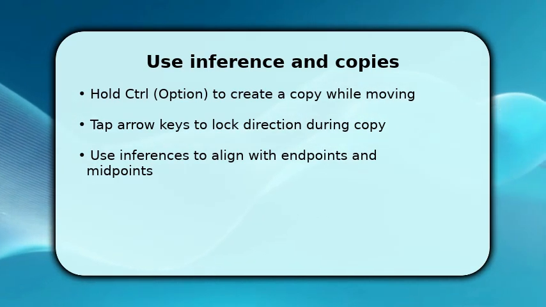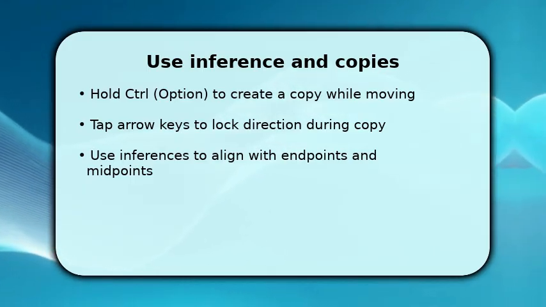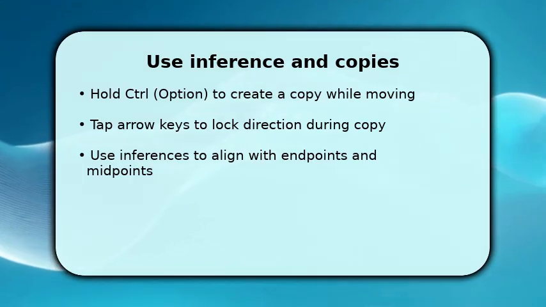You can hold Control-Option on Mac while moving to produce a copy instead of relocating the original. This is efficient for arrays. Also, tap the arrow keys to lock the direction of a copy. That prevents accidental diagonal shifts.